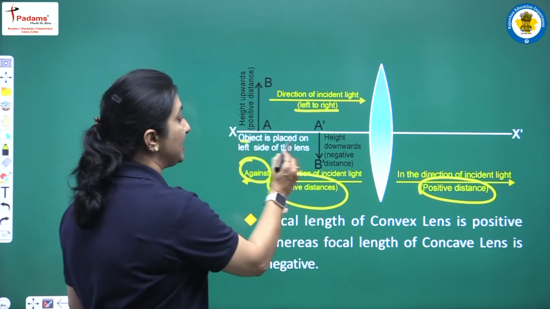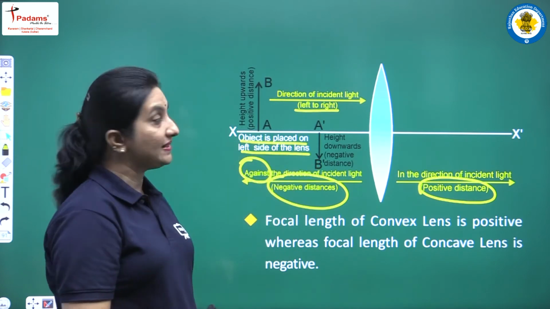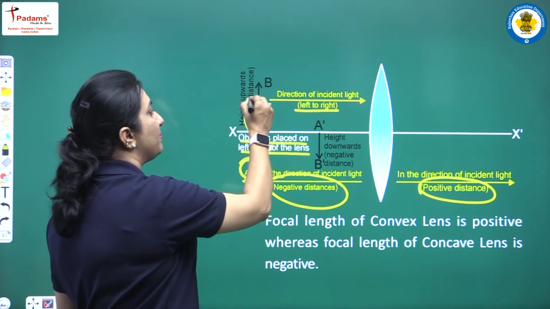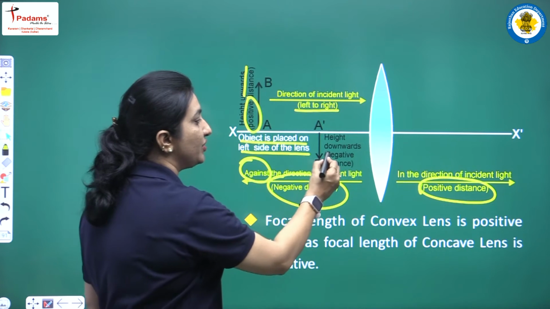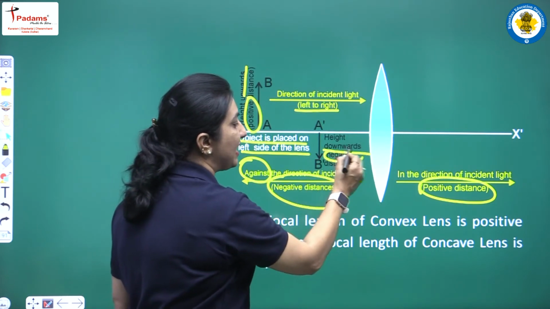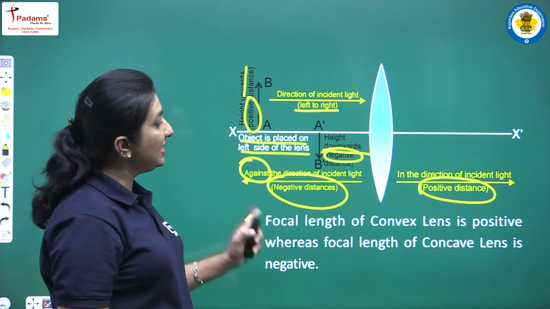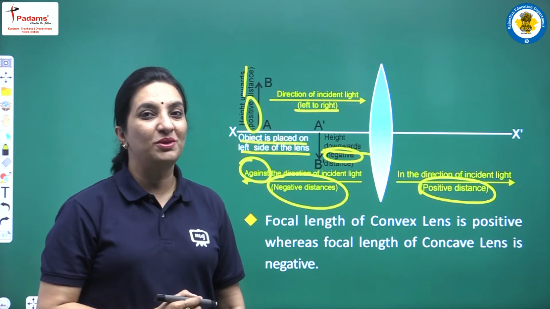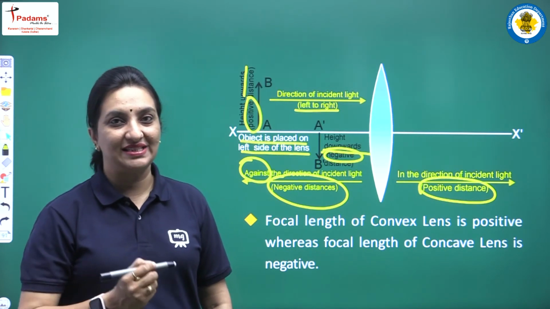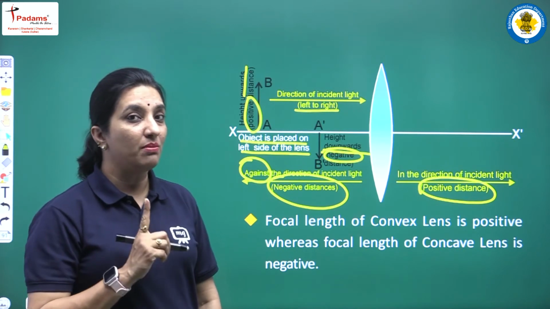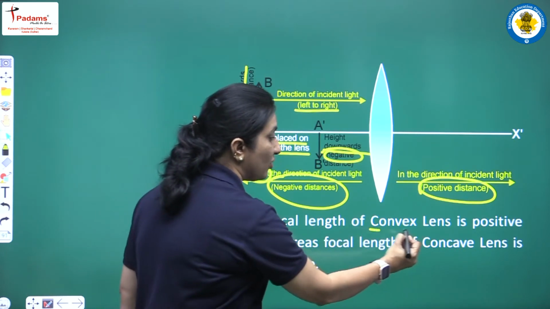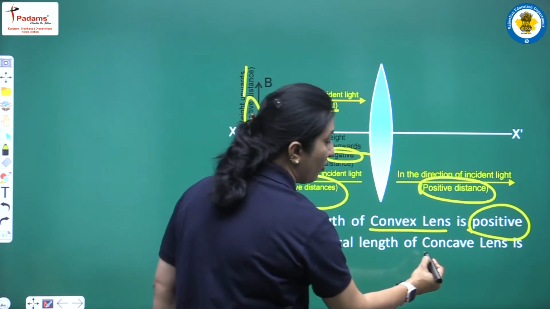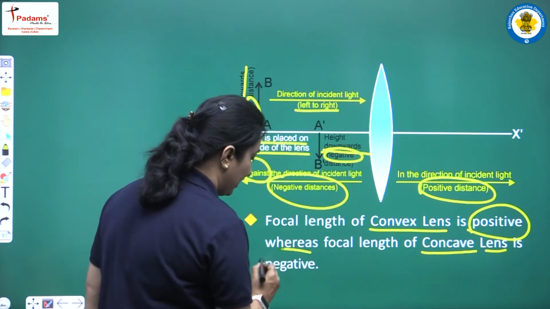Here the object is placed on the left side of the lens, and all the heights which are measured upwards will be taken as positive, and all the heights which are measured downwards will be taken as negative. So these are the sign conventions which we are going to use for solving numerical problems related to spherical lenses. Now students, here we must understand one more thing, that the focal length of a convex lens is positive, whereas the focal length of a concave lens is negative.